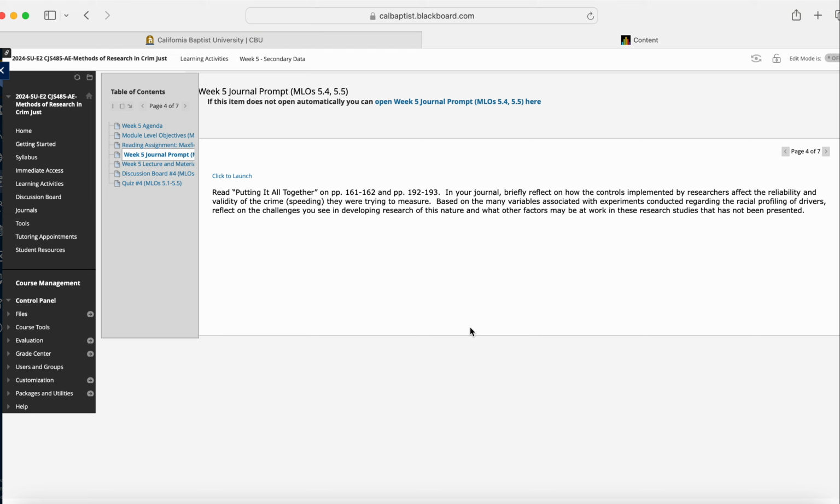Based on the many variables associated with experiments conducted regarding racial profiling on drivers, reflect on the challenges you see in developing research of this nature, and what other factors may be at work in these research studies that have not been presented. Like all of these Putting It All Together portions, the last few pages of each chapter, read through those and write your journal entry.